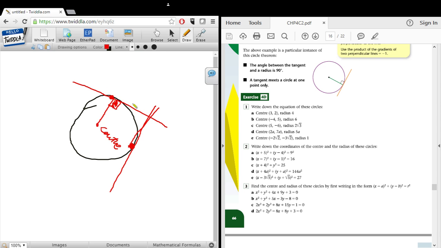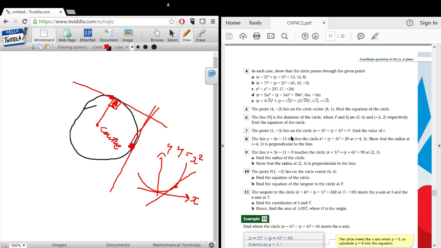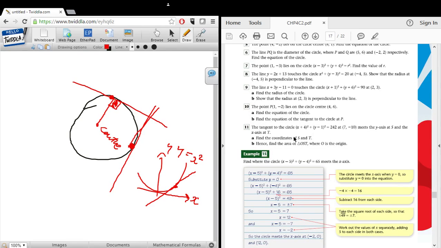And remember we said the tangent touches the circle. It's like when we had the curve, remember, if we had y equals x squared, and then we had the tangent, it touches it at a point. It's very similar to what we have here. And a tangent meets a circle at one point only, okay, just 1 point only. And then using that, you can figure out this. Write down the equation of these circles, 3, 2, and 4, and you'll go on to use this information to facilitate some other questions.